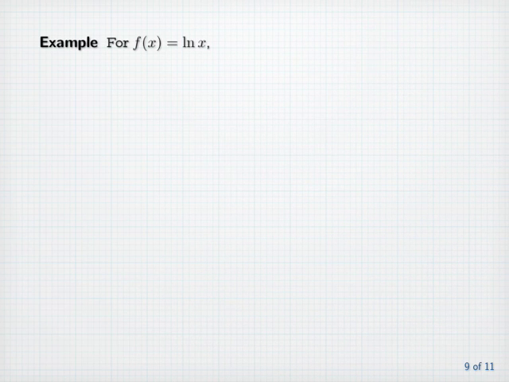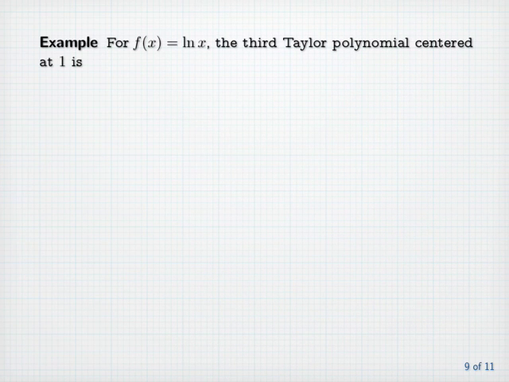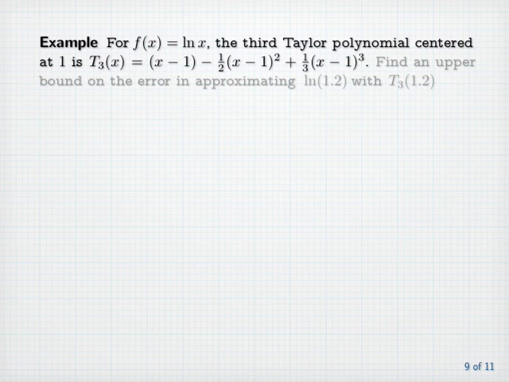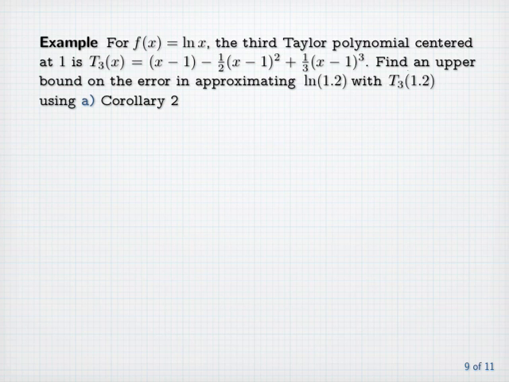Example. For f of x equal to the natural log of x, the third Taylor polynomial centered at 1 is t3 of x equal to x minus 1 minus 1/2 of x minus 1 squared plus 1/3 times x minus 1 cubed. Find an upper bound on the error in approximating the natural log of 1.2 with t3 of 1.2 using A, Corollary 2, and B, the remainder estimate for alternating series.